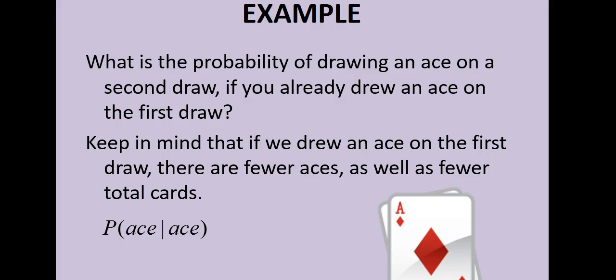So the probability of us drawing an ace, given that we have already drawn an ace on the first card, is going to be equal to 3 out of 51. We have 3 aces out of 51. So the conditional probability of drawing an ace after drawing another ace to begin with is much different than just the probability of drawing an ace.